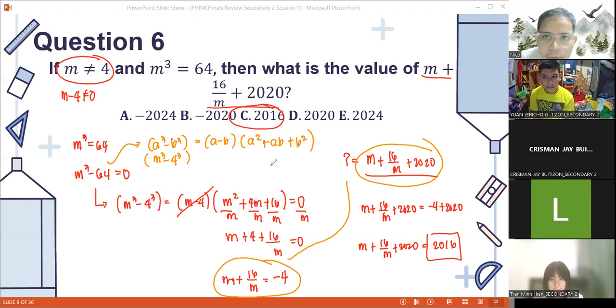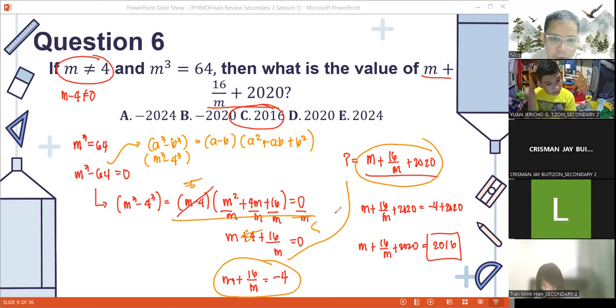Okay, very easy, right? But a bit difficult because of some conditions. You need to remember these conditions. If m is not equal to 4, then m minus 4 is not equal to 0. So you can just cancel it, right? Let's say, for example, this one is equal to 5, or divide everything by 5. So you can cancel it, right?